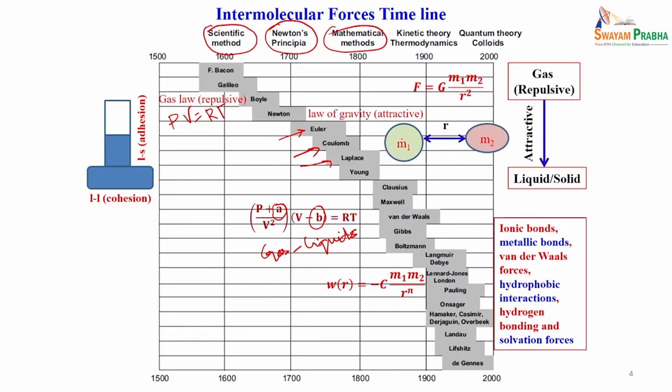Attractive force is simply gravitational force. One object has mass m1, the other object has mass m2, and they are positioned at a distance r. The simple force between them will be m1 into m2 upon r square into G. So, G is the gravitational constant. So, this is a simple attractive force.